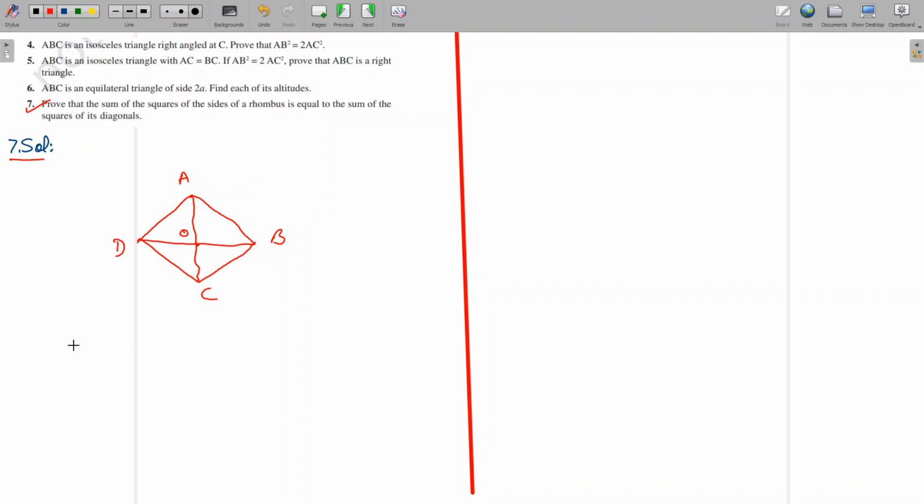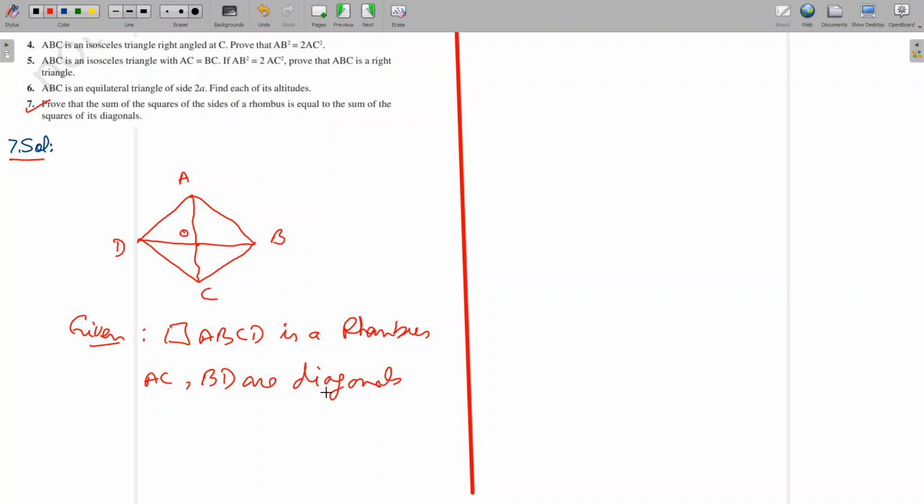Now, what is given to us? Given is quadrilateral ABCD is a rhombus. That means all the four sides are equal. And AC and BD are diagonals.